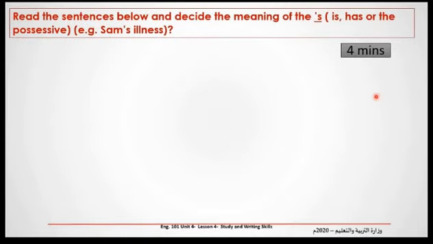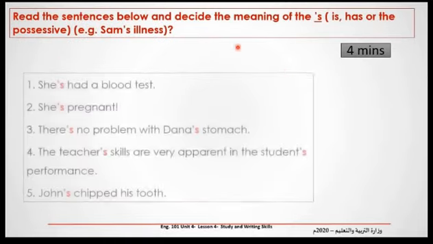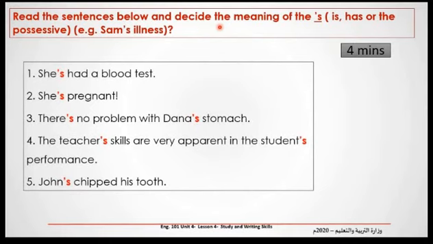Now, let's read the sentences below and decide the meaning of the 's with apostrophe. Is it is, has, or the possessive, like Sam's illness, for example? So, look at the sentences carefully, read them, and try to identify the 's.